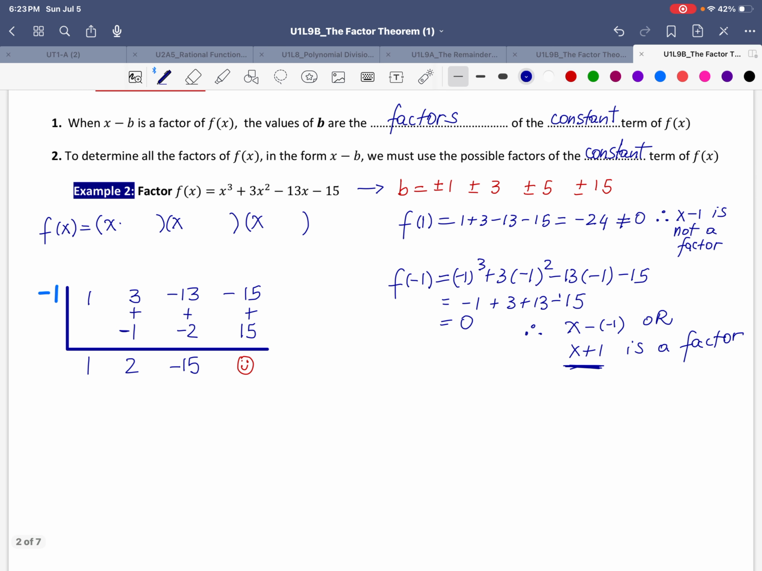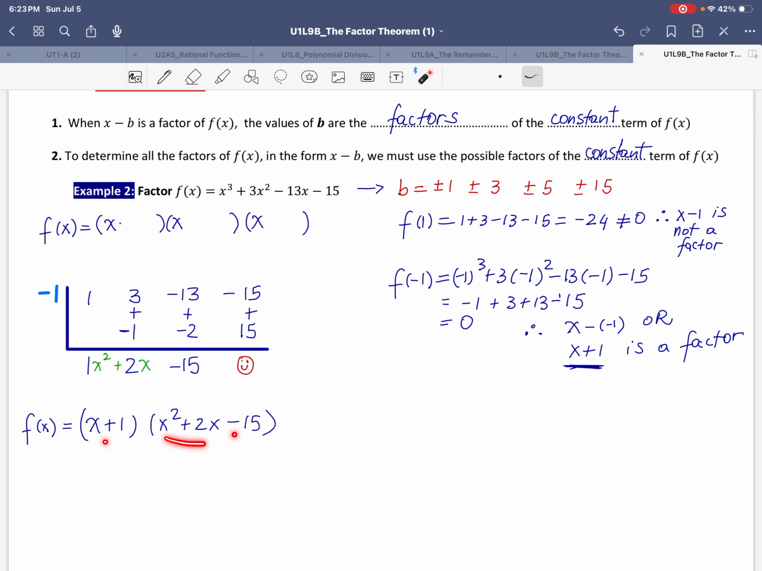So far, we have obtained x plus 1 as one of the factors, and the other factor will be made of this quotient, which we fill in with the variables. So we have x squared plus 2x minus 15. And this will be f of x so far. This is not completely factored. We need to continue factoring further because we have to check this quadratic. But for the quadratic factor here, we don't necessarily have to use this longer, more complicated method. We can simply factor it the way that we have done it in the past.